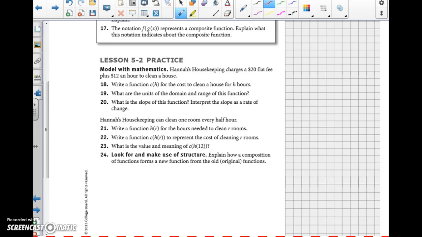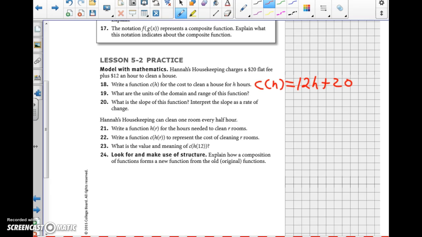Okay, all right, so run the function C of H for the cost to clean the house for H hours, right? Okay, so like we said, the answer is C of H equals, what was it again now? 12H plus 20. Beautiful, that's right. Okay, so very good so far.